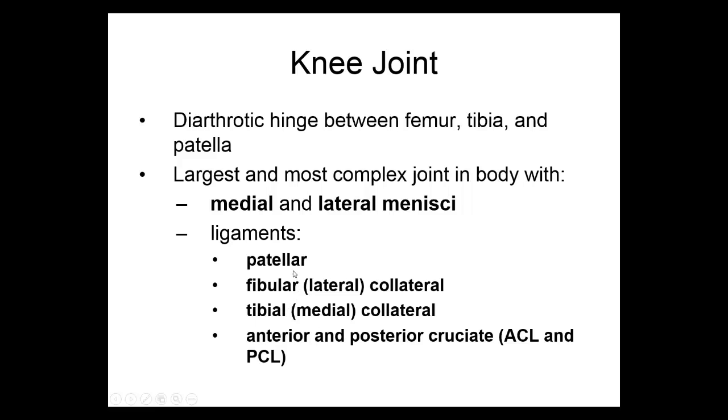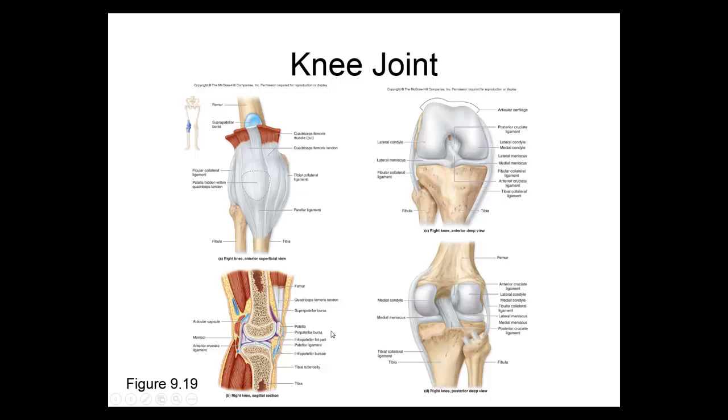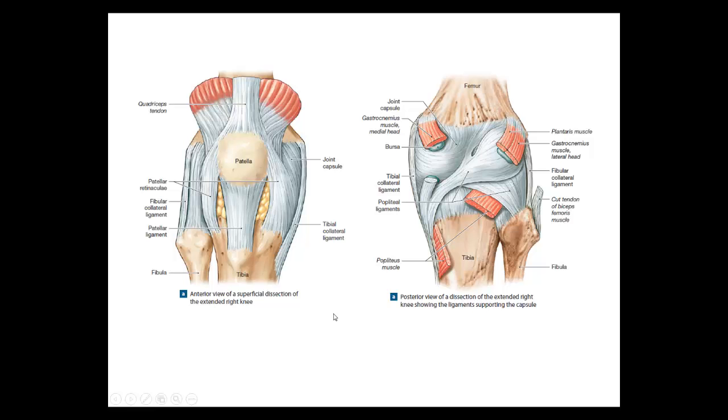And of course we have to stabilize the joint by extracapsular ligaments and intracapsular ligaments. Extracapsular ligaments like the patellar, the lateral collateral and the medial collateral, but intracapsular, that means ligaments within the capsule inside the synovial joint, we're going to have the anterior and the posterior cruciate, or what we call ACL and PCL. So let's have a look at the knee joint, and we can see here the menisci.